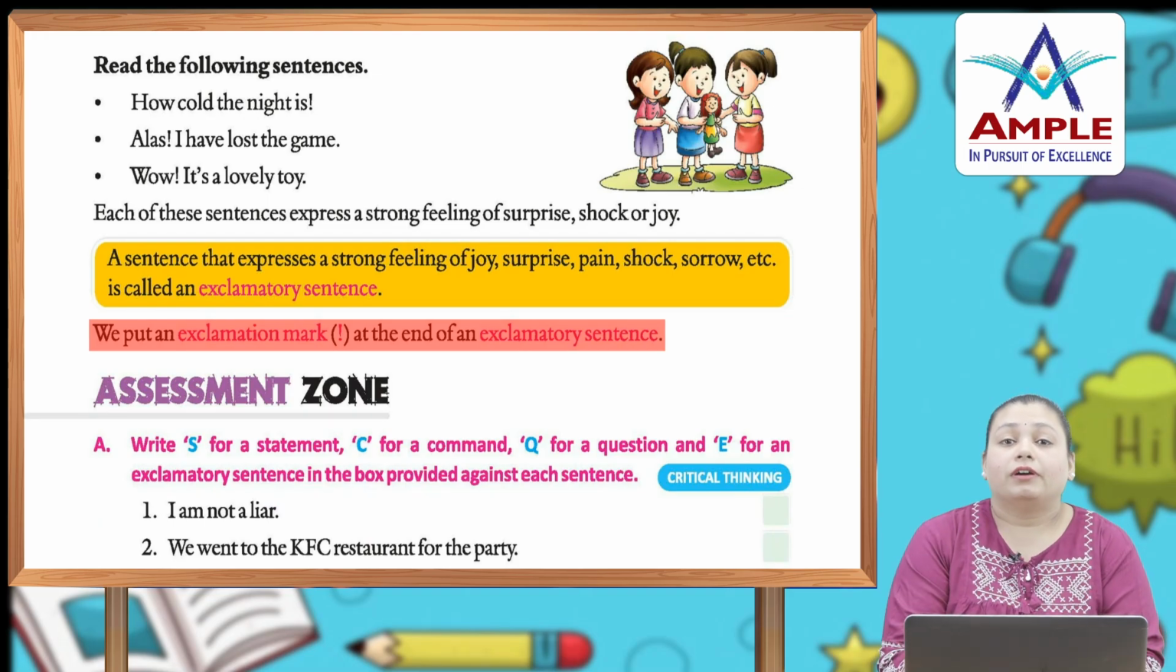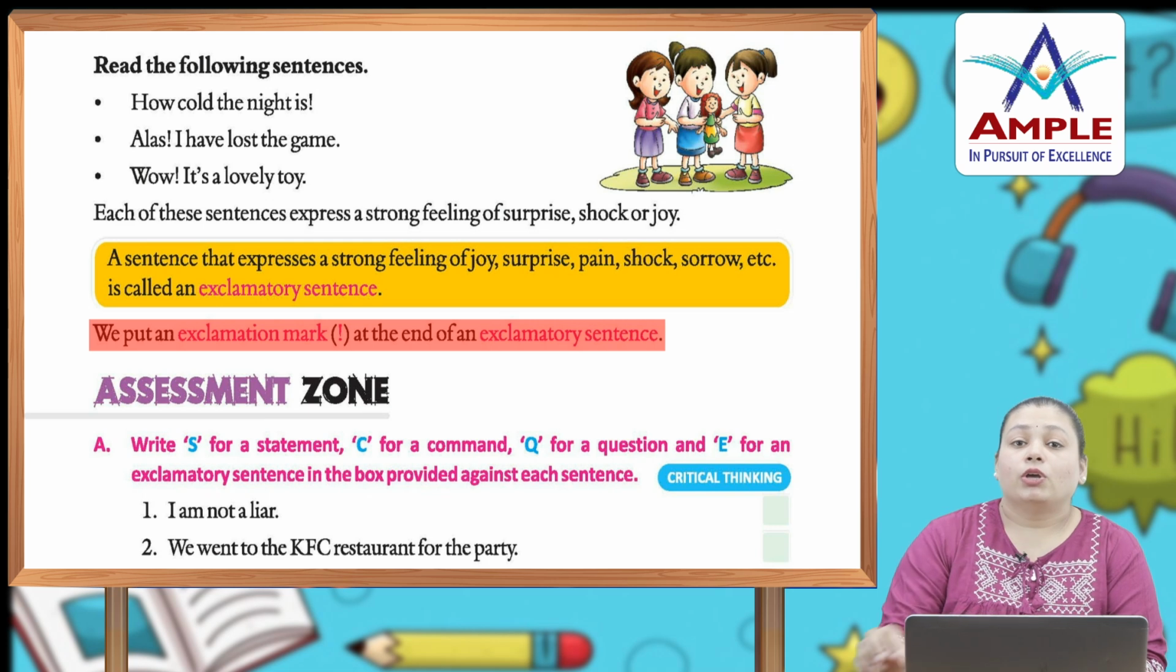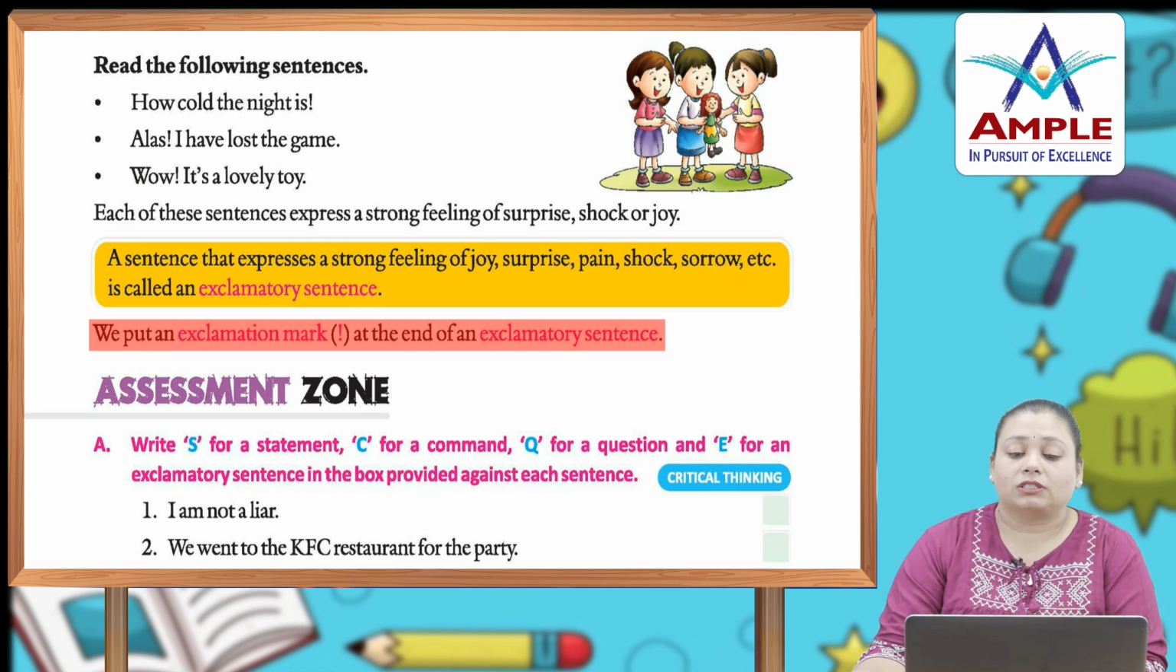So you have read about the types of sentences: imperative sentences, interrogative sentences, and exclamatory sentences. Imperative sentences are those in which you will get a command or a request. If you find that there is a command or a request, it's called an imperative sentence.